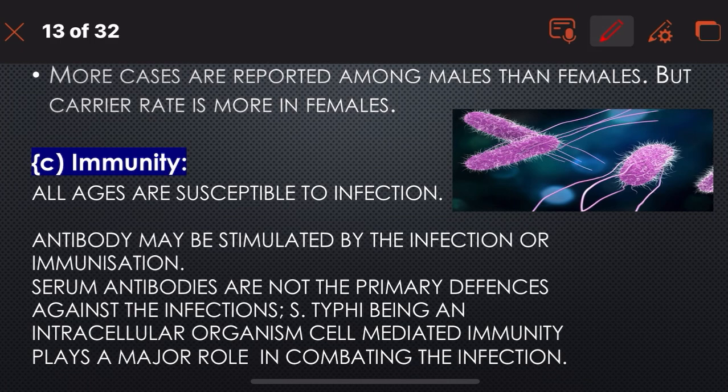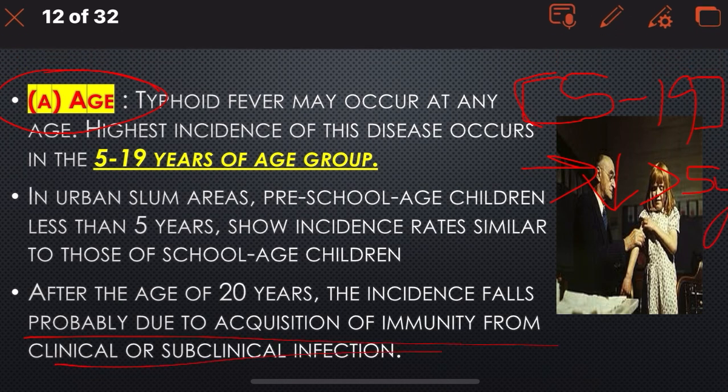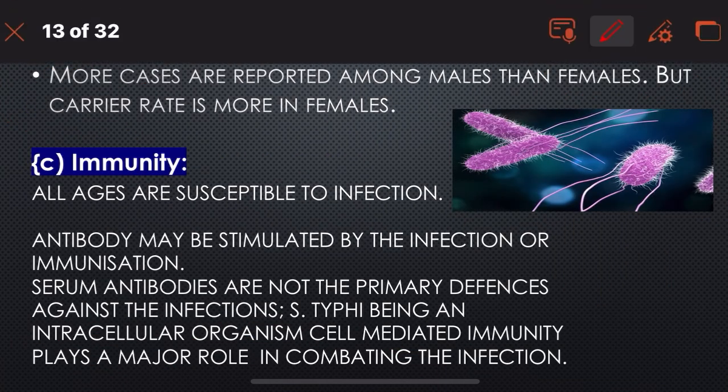Age we saw. Let's brief it in small points. Most commonly you have to remember school age children, 5 to 19 years, and also less than 5 years, which show a similar incidence in urban slums. More than 20 years, there is immunity from clinical or subclinical cases. Then comes sex. Males are more affected compared to females, but the carrier state is more common in females.